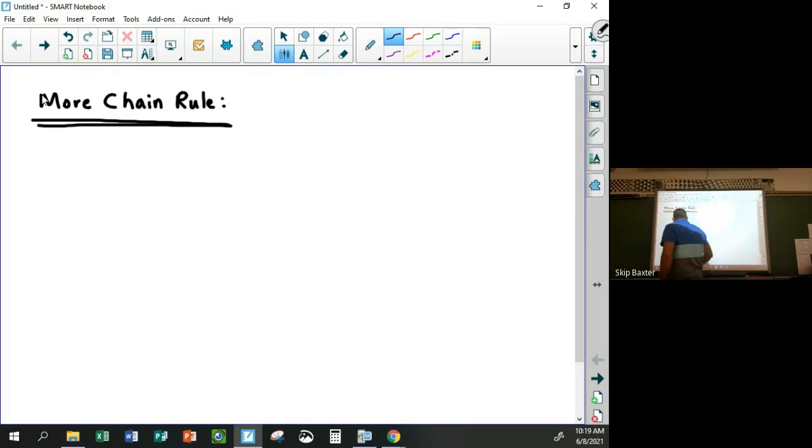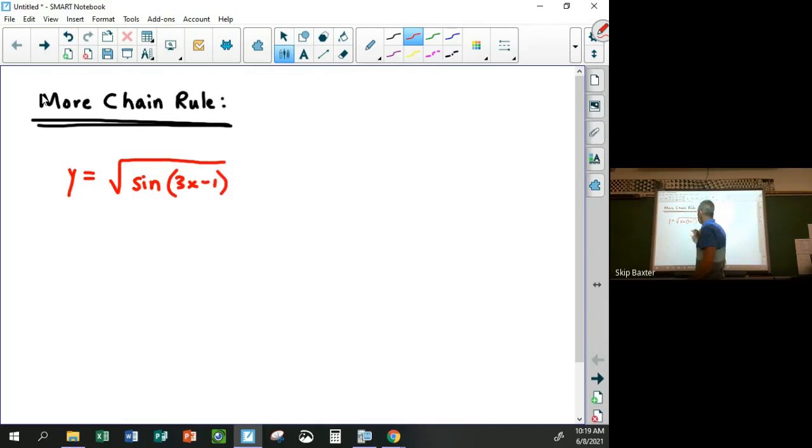Yeah, so this would be like if you have a function which is maybe like 3 different functions that are composed together. For example, suppose I had something like y equals the square root of sine of 3x minus 1. So this is like 3 things composed together. There's a square root function that's happening, there's a sine function that's happening, and then there's this linear function, 3x minus 1. 3 functions that are composed together.